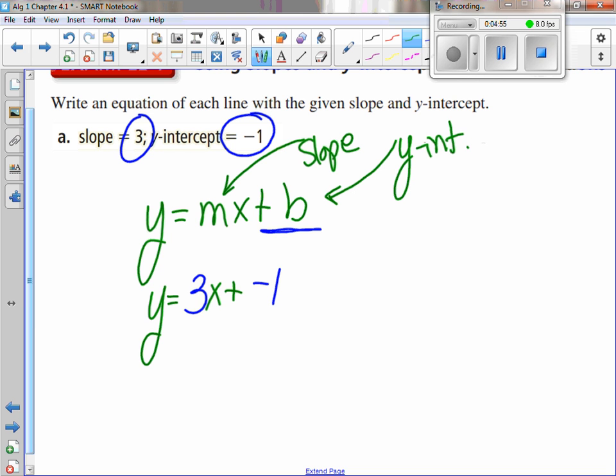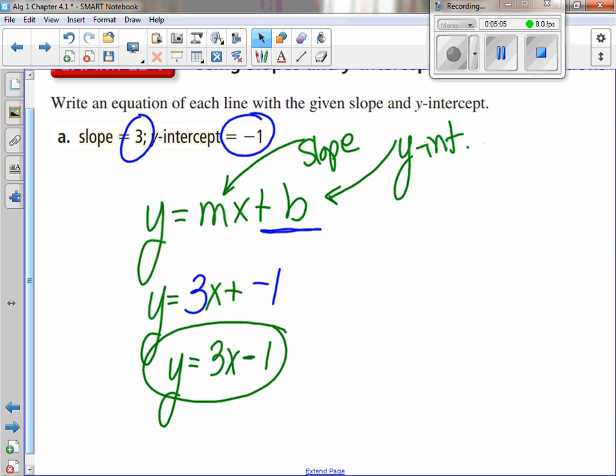Now we don't normally write plus and negative. So this would be the same as 3x what? 3x minus 1. Because plus negative 1 is the same as minus 1. They're the same thing. Any questions on any of this so far? Are we good with this? Yes? Okay.